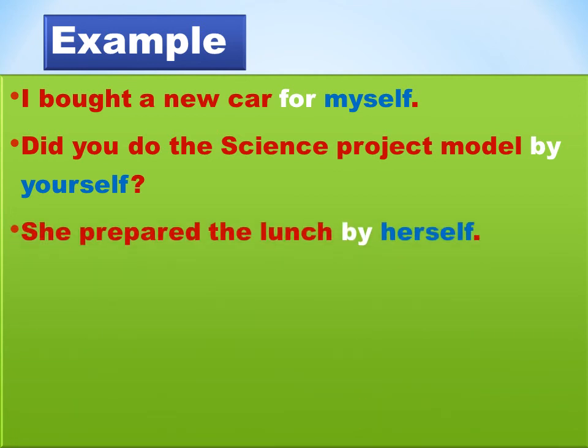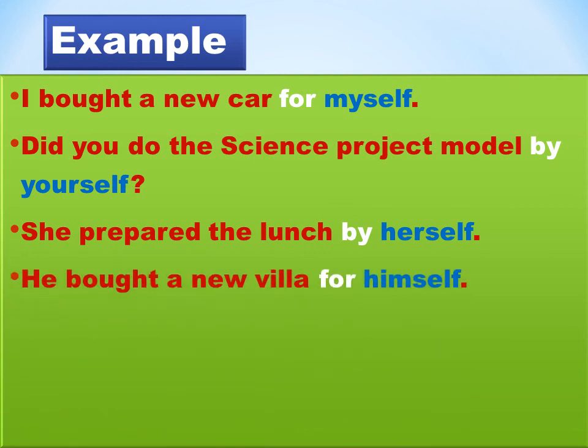The next sentence. She prepared the lunch by herself. Here, by is the preposition and herself is the reflexive pronoun as prepositional complement. The next sentence, he bought a new villa for himself. Here, for is the preposition and himself is the reflexive pronoun as prepositional complement.